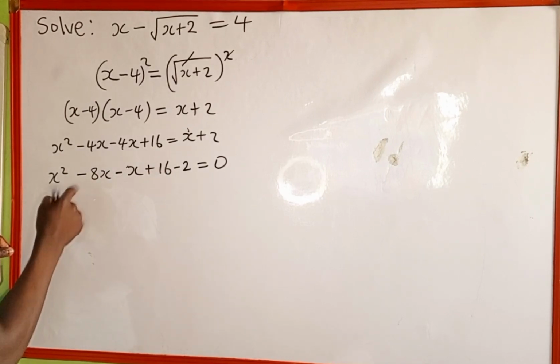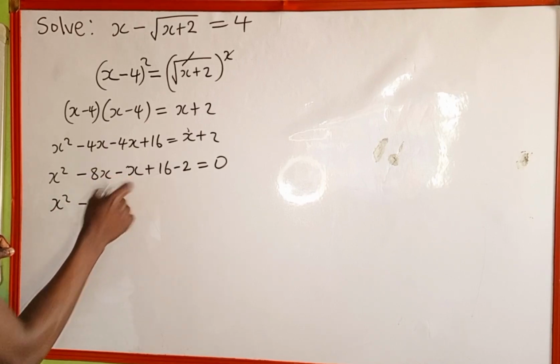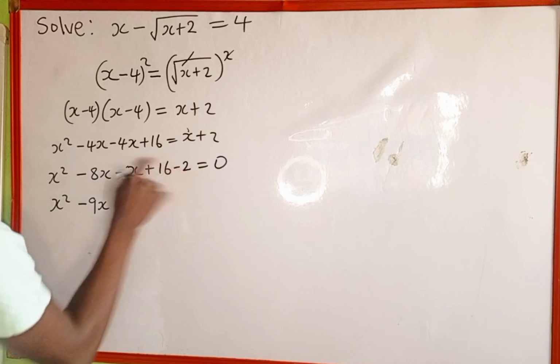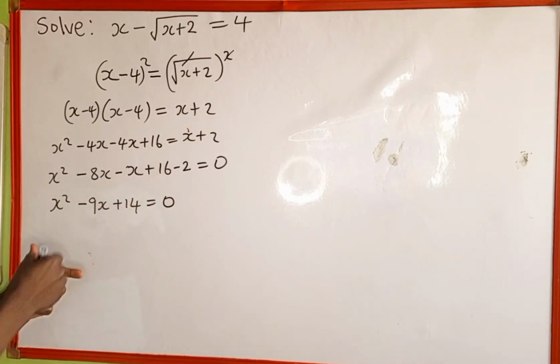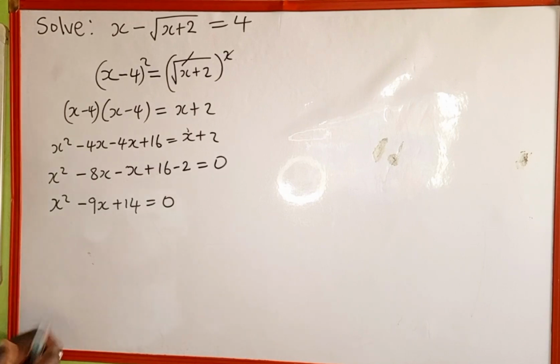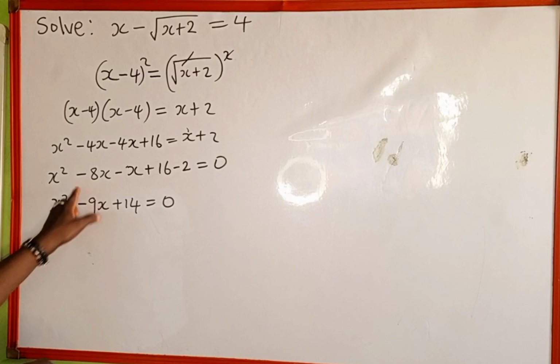So we have x squared. Negative 8x, negative x is going to give us negative 9x. Then positive 16 minus 2 is going to give us a positive 14, which is equal to 0. What do we notice here? We notice that this is a quadratic equation because the highest power of x here is 2.